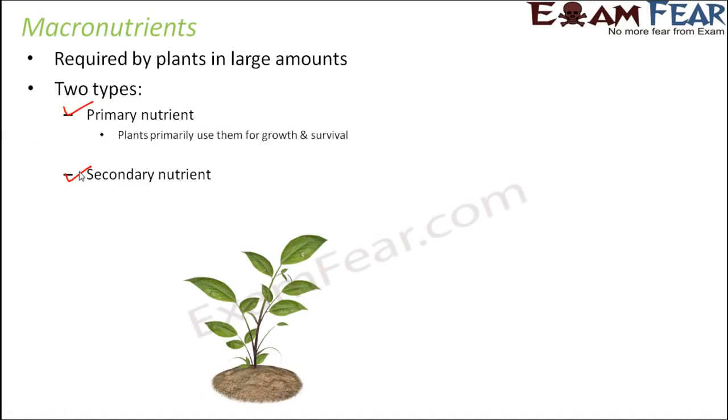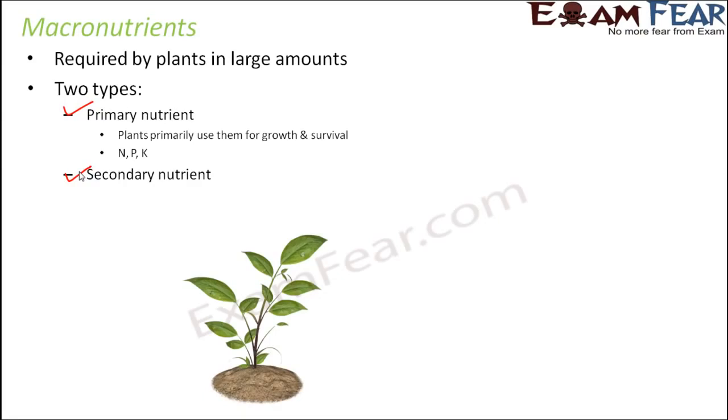So what is a primary nutrient? These are the nutrients which are primarily used by a plant for growth and survival. Primarily means the first thing that the plant needs. For example, nitrogen, phosphorus, potassium are examples of primary macronutrients. Since the plant starts absorbing these nutrients from the soil first, the soil starts missing these nutrients first. So these nutrients are first lacking in the soil.